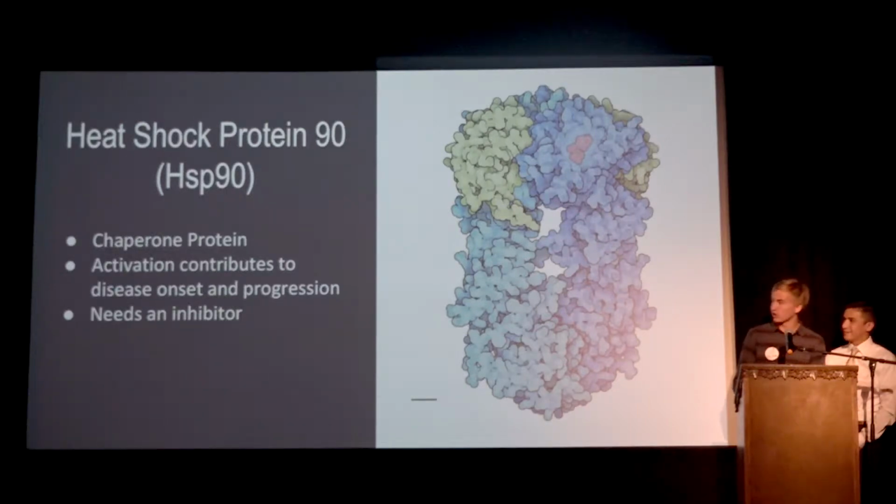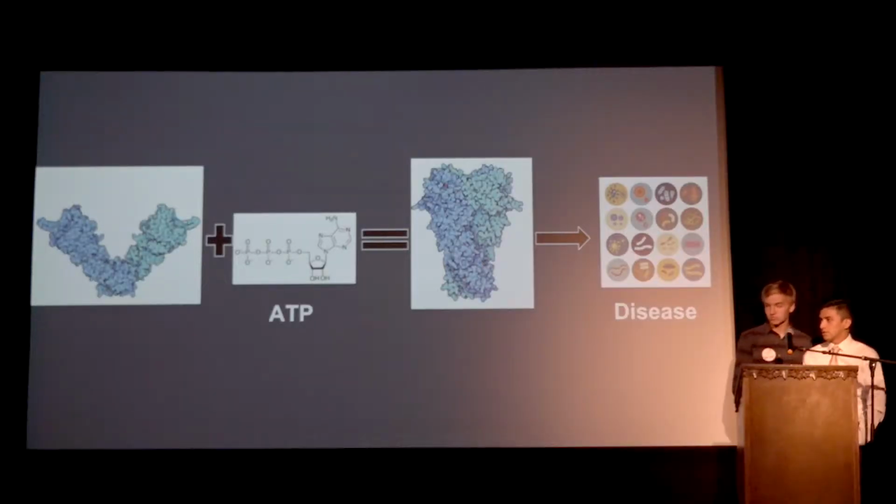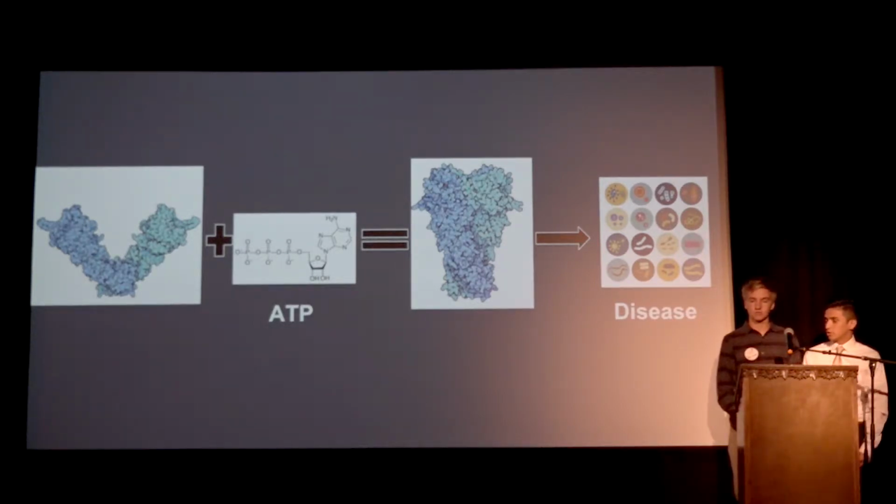So the protein that we're focusing all of our time on is called heat shock protein 90, or HSP90, and it's a chaperone protein that latches onto a mutated cancer cell, and it allows it to survive in unfavorable conditions. And so our goal was to try to inhibit this protein to therefore kill the cancer cell. And so how it worked was that HSP90 would bind with ATP, which is the molecule, and this would lead to activation of HSP90, which contributes to disease onset and progression.